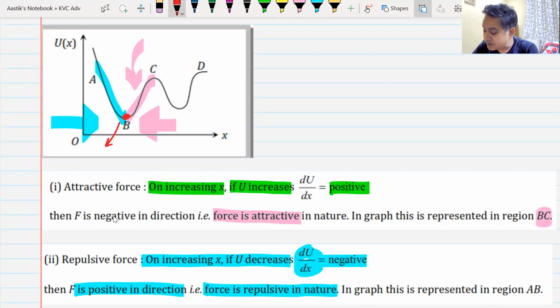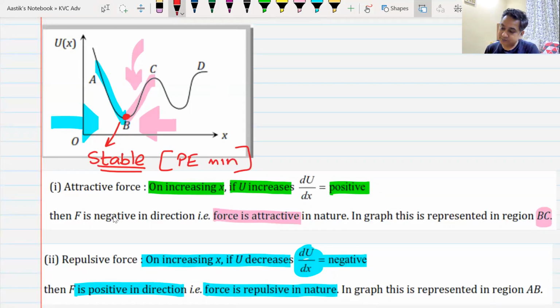Therefore, this point B is known as the point of stable equilibrium. And at this point of stable equilibrium, you can see potential energy is minimum. Do you see this? Yes or no? Now look at this point C.